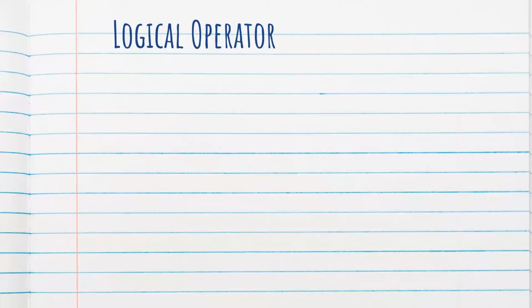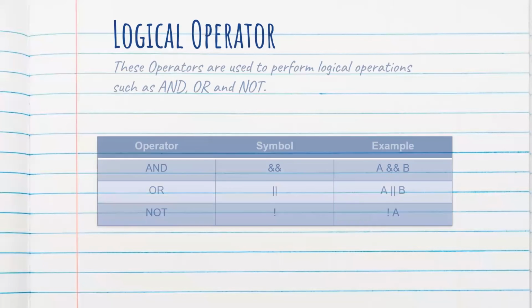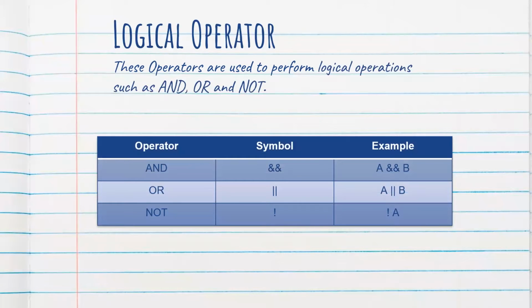The next operator is logical operator. Logical operator is used to perform logical operations such as and, or, and not. These operators always return the result in the form of true or false. So we can also call them Boolean operators.